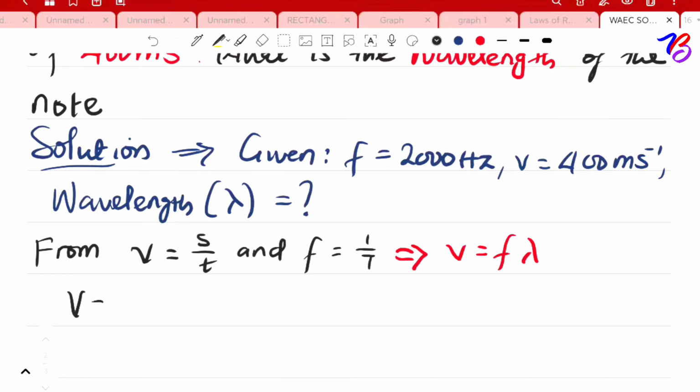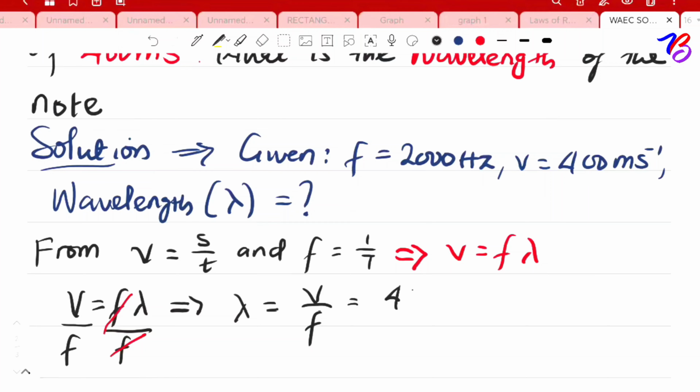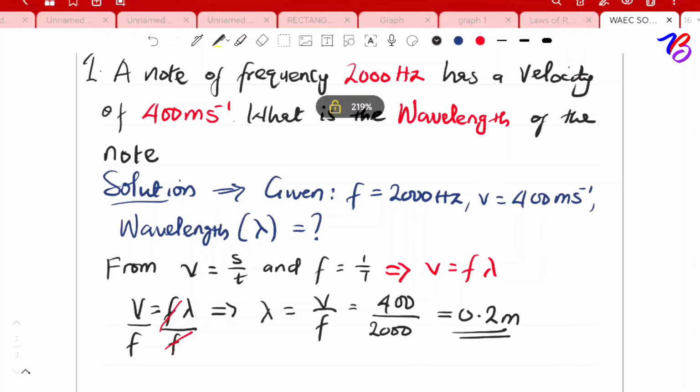So if we are making lambda the subject of the formula, then we'll divide through by F. So V is equal to F lambda, divide through by F. Then F will cancel out F, leaving lambda alone. Hence, lambda is equal to V over F. We can now substitute: 400 divided by 2000 gives 0.2 meters. Thank you, and join us for the next question.